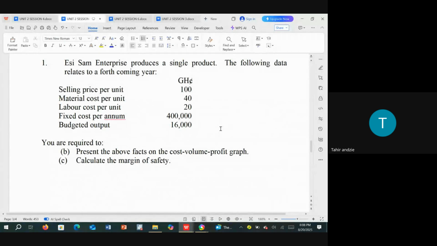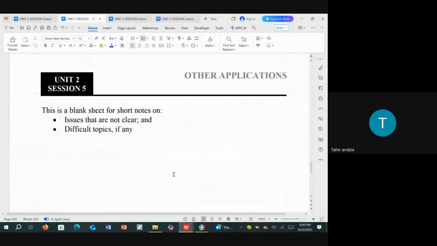Now, after you have gotten the break-even point, you know the budgeted sales. So to get the margin of safety, it is the budgeted sales less the break-even point in units, and you have gotten the margin of safety. You can express the margin of safety as a percentage on the budgeted sales times 100 to get the margin of safety in percentage. So that's how you go about it.